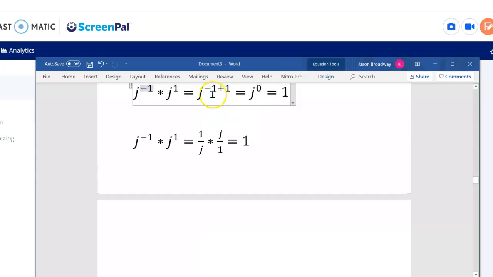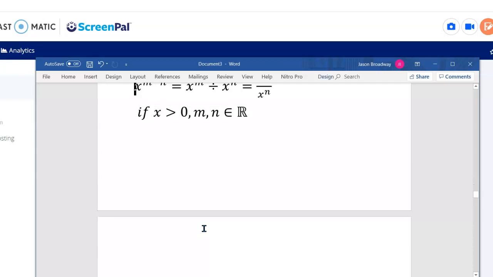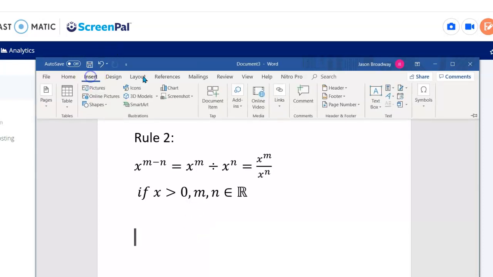And indeed, negative 1 plus 1, you could look at that as 1 minus 1 if you wanted to. Either way you want to look at it. I just did negative 1 plus 1 is 0 because I knew that it was. Now, if I go down to rule 2, rule 2 is just pretty much the brother of rule 1. We're just adding negative in is what we're doing.